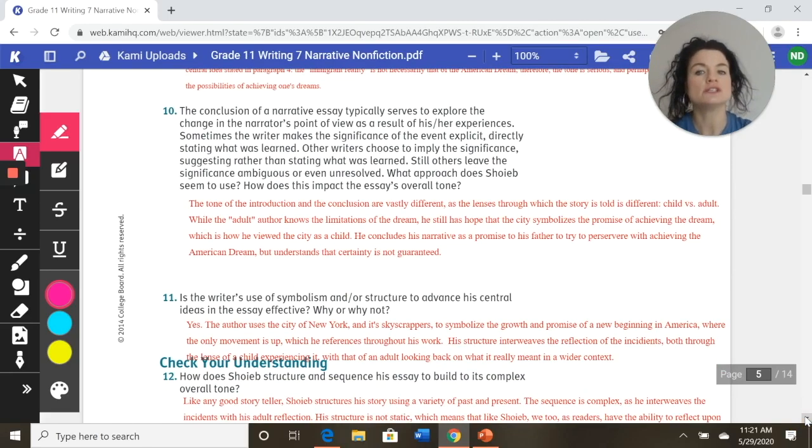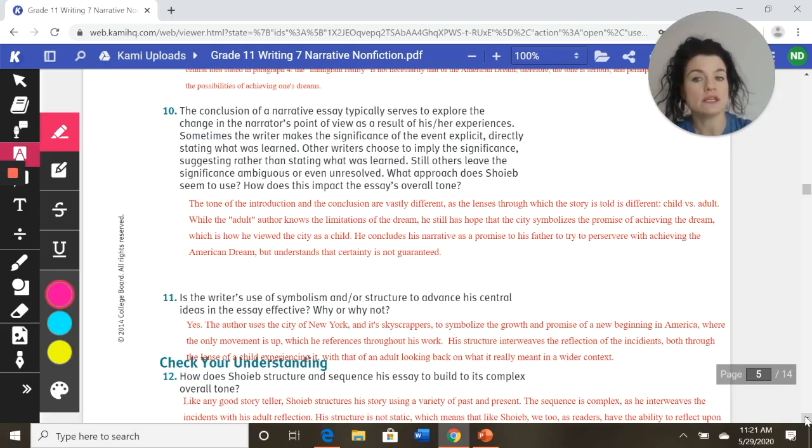It says the conclusion of a narrative essay typically serves to explore the change in the narrator's point of view as a result of his own experiences. Sometimes the writer makes the significance of the event explicit, directly stating what was learned. Other writers choose to imply the significance, suggesting rather than stating what was learned. Still others leave the significance ambiguous or even unresolved. What approach does Shoaib seem to use, and how does this impact the essay overall?